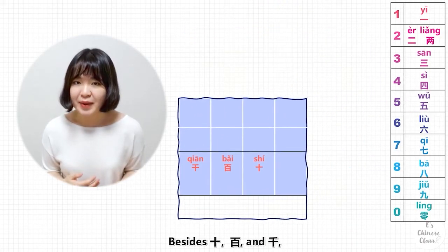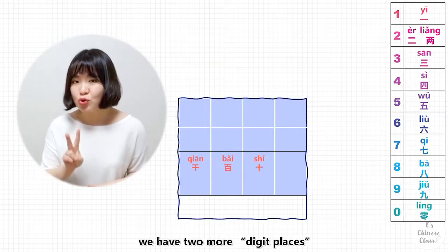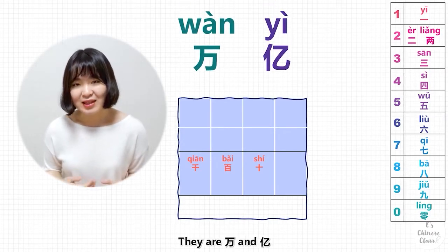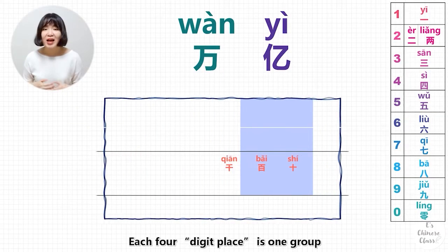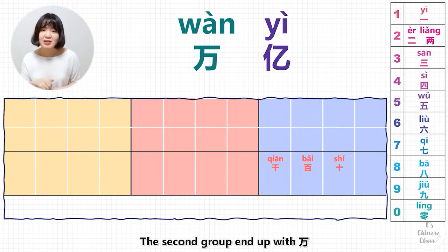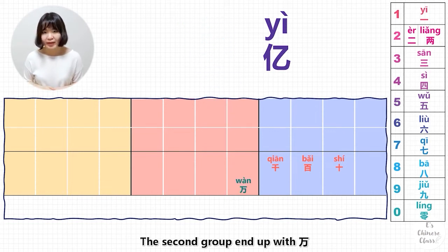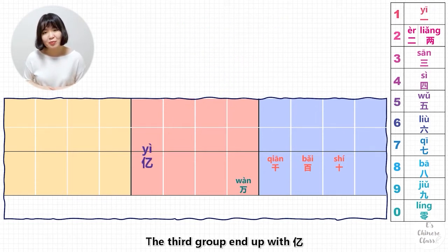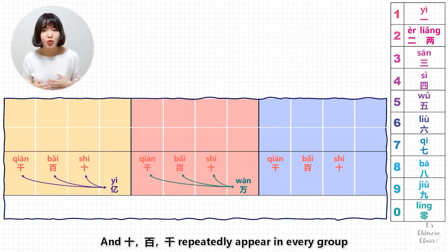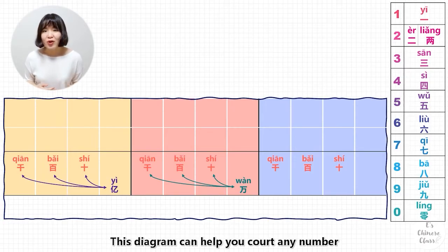Besides 十, 百, and 千, we have 2 more digit places. They are 万 and 亿. Each 4-digit place is 1 group. The second group ends with 万. The third group ends with 亿. And 十, 百, 千 repeatedly appear in every group. This diagram can help you count any number.